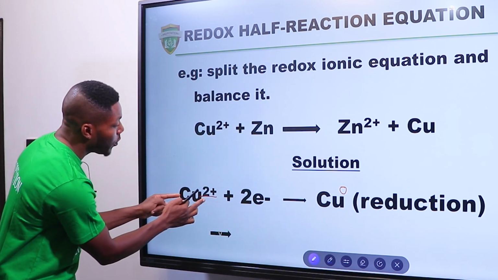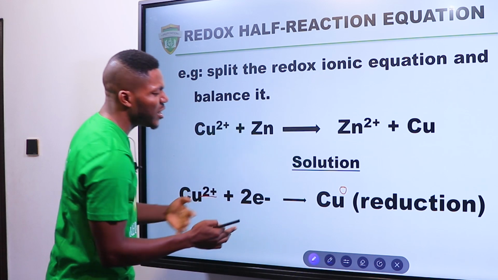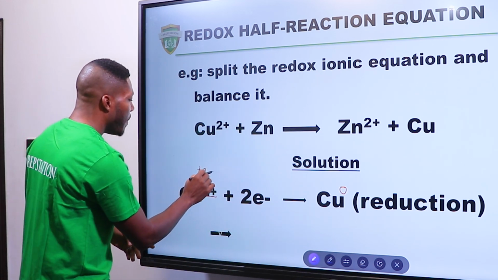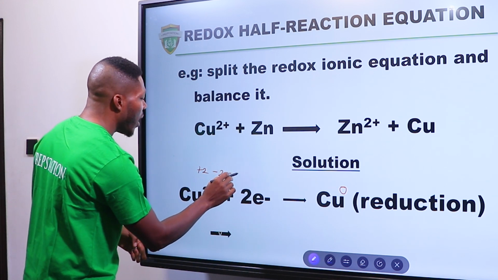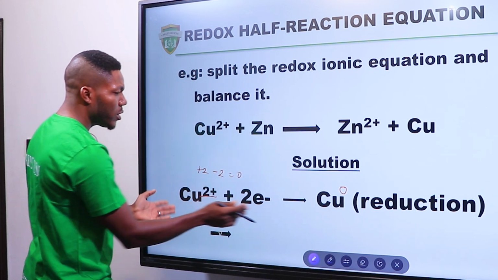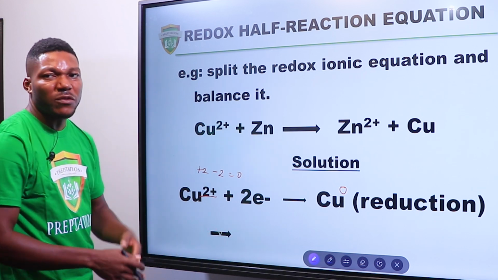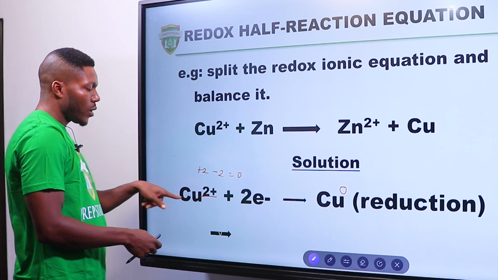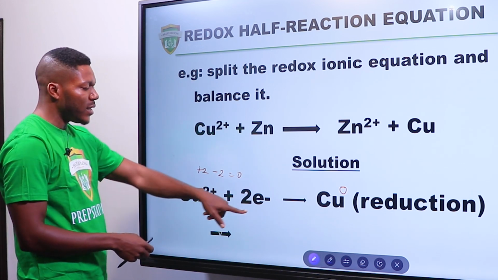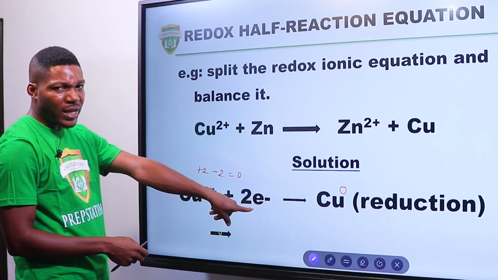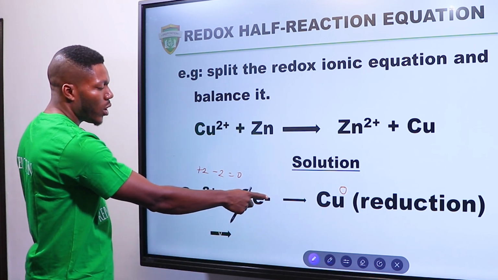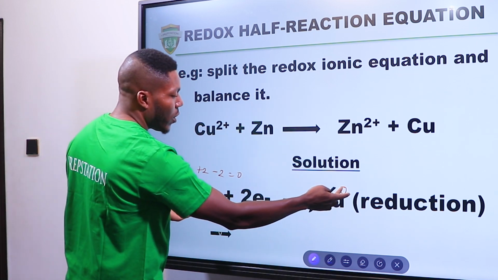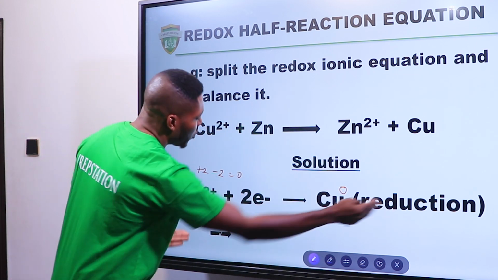So from Cu2+ to Cu, something is missing. It's just like saying, if I say +2 minus 2, what would I have? I will have 0, so that both sides will have a charge of 0. That's the reason we have 2e-, added to the copper 2+ ion. This e stands for electron. Don't forget that. 2 electrons combine with this and give us Cu with 0 charge in the product.